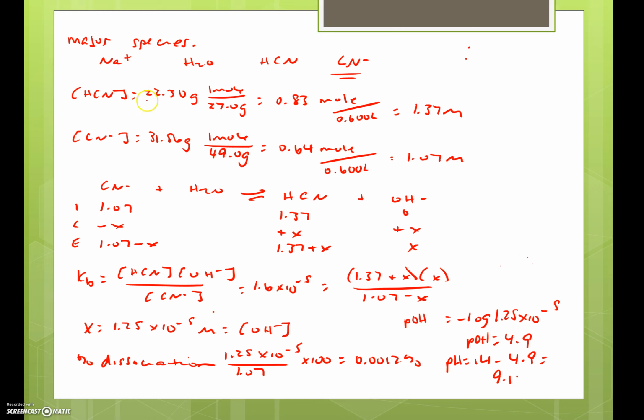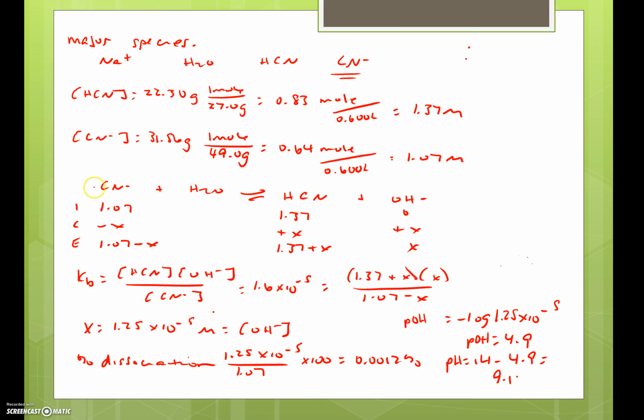So if we take 22.30 grams of hydrocyanic acid and convert that to moles and divide it by the volume of the solution, that's going to give us the molarity of the hydrocyanic acid. And then if we take the grams of sodium cyanide and convert that to moles, and for every 1 mole of sodium cyanide, we're going to have 1 mole of cyanide ion, divide that by the volume of the solution, that'll give us the concentration of the cyanide ion, 1.07.